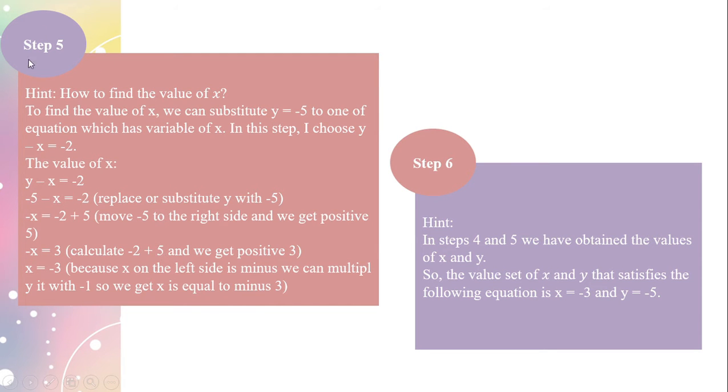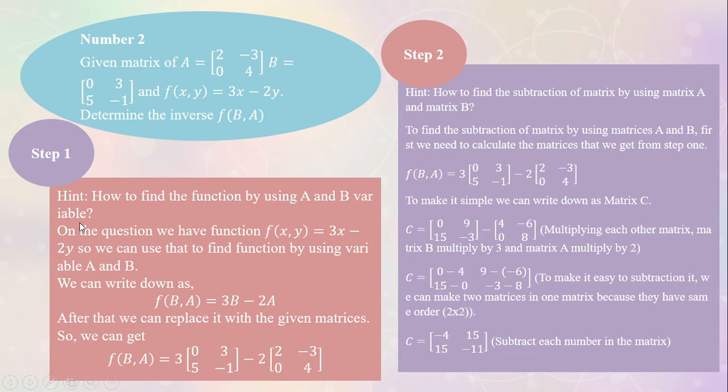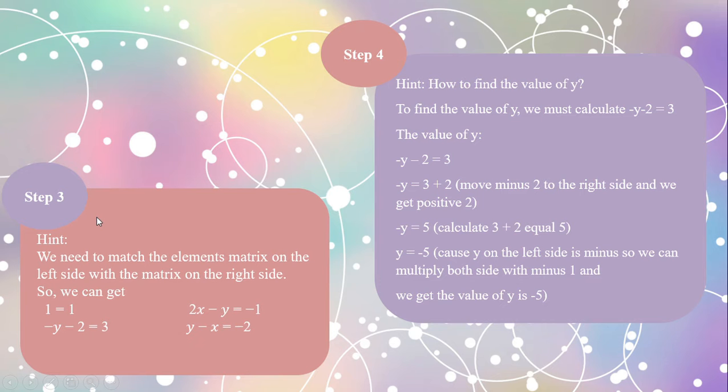Next, for step 5, we need to find the value of x. To find the value of x, we can substitute y is equal to minus 5 from step 4 into one of the equations which has the variable x. In this step, you can choose between these two, but I choose this one: y subtracted by x is equal to minus 2.